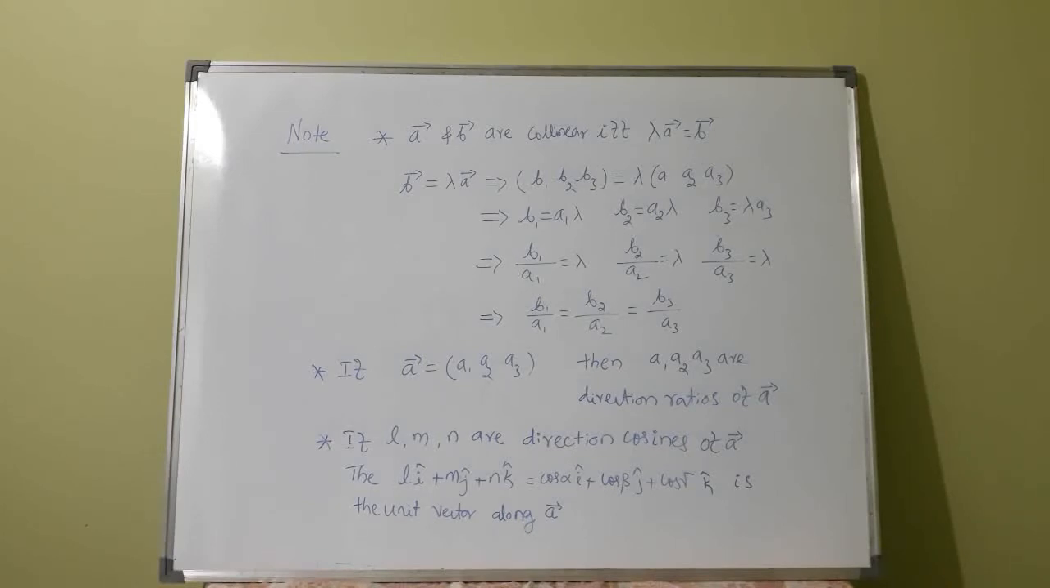In a vector xi plus yj plus zk, suppose r is equal to that, then x, y, z are direction ratios. x by the square root of x square plus y square plus z square is a direction cosine, y by the square root of x square plus y square plus z square is a direction cosine, and z by the square root of x square plus y square plus z square is a direction cosine. Okay.